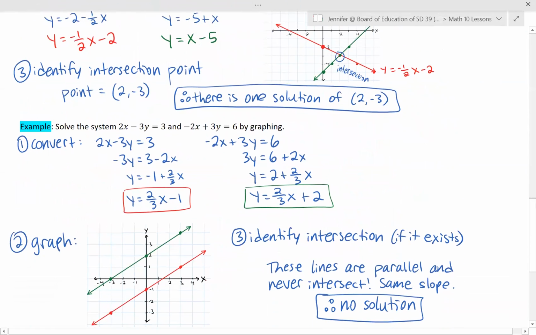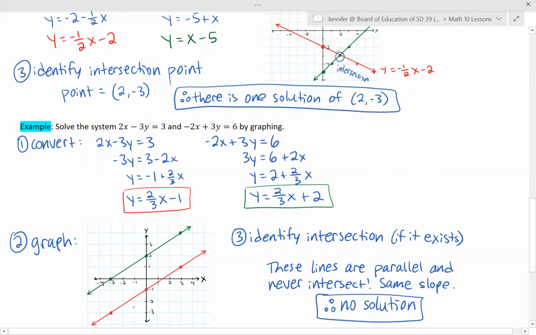Here's another example. So we have two systems. We want to solve it by graphing. First, we convert each of these equations into slope-intercept form to make it easy to graph. One is in red, one is in green. Second, I graph them on the same grid to try to identify where their intersection point is. On this graph, they do not intersect. But maybe if the graph continued, they would intersect later on.